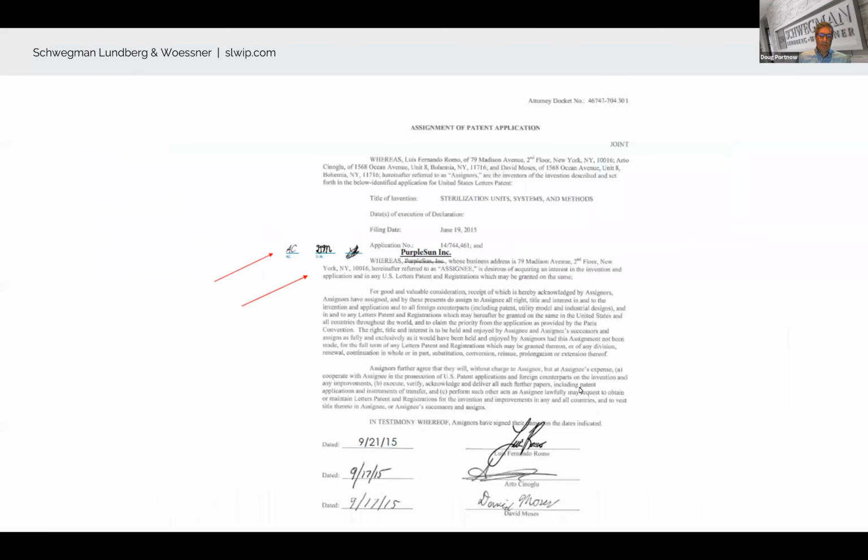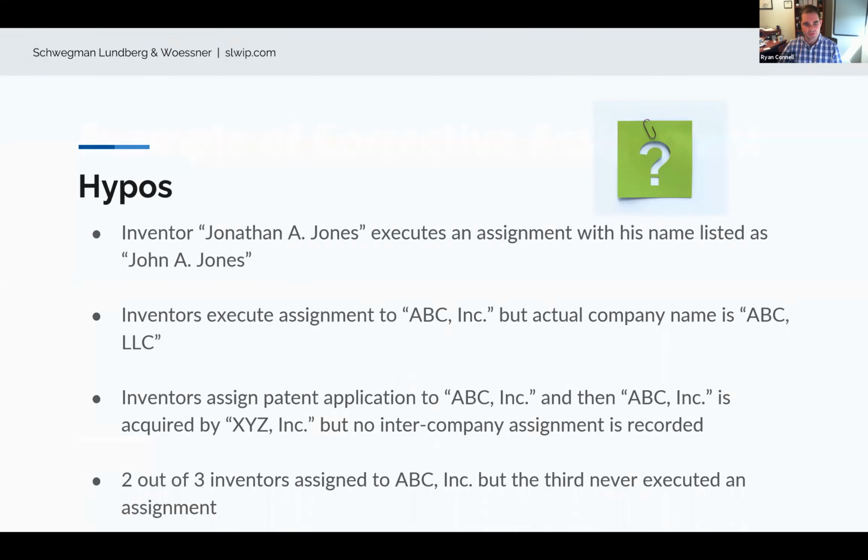All right. And then the other one was two of three inventors assigned to ABC, but the third never executed an assignment. Big problem. So again, you have that potentially rogue inventor. So you better get inventor number three to assign.